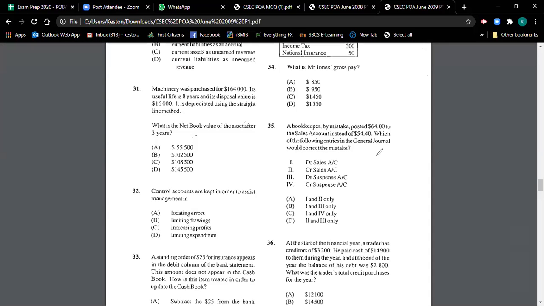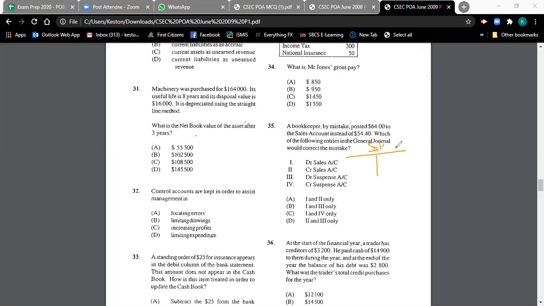What are we going to do? This is my sales account here. I accidentally put $64 here. I should have put $54.40. So that's all. $5.60 needs to come here. So I need to debit my sales account $5.60. And I need to credit my suspense account, same $5.60. And that should resolve my error. Because I'm only out by $5.60. Yeah? Very good.